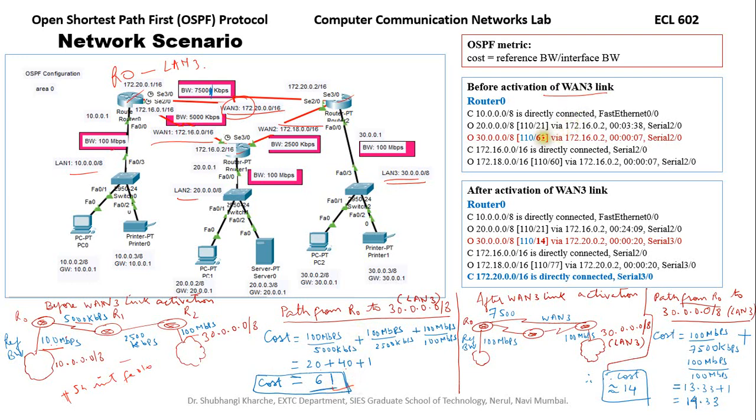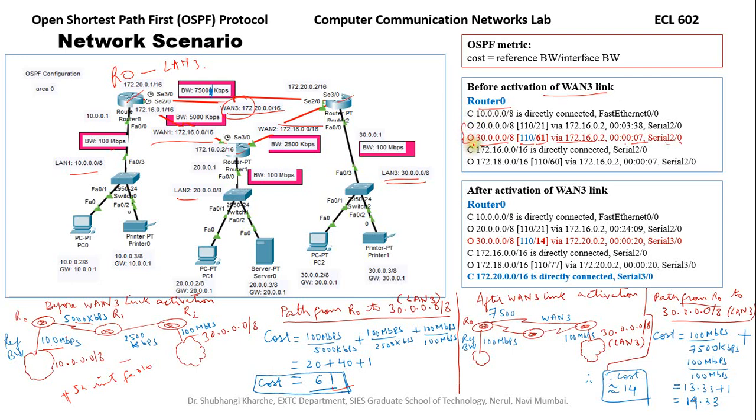So here you can observe in the routing table of router 0 before activation of the WAN 3 link that router 0 can reach this 30 dot network with an AD value of 110 and the cost metric of 61 via the gateway 170.16.0.2, and it takes this much amount of time in microseconds to reach that network, and it utilizes serial 2/0 to reach that network. Here in this routing table you can see the paths learnt through OSPF.